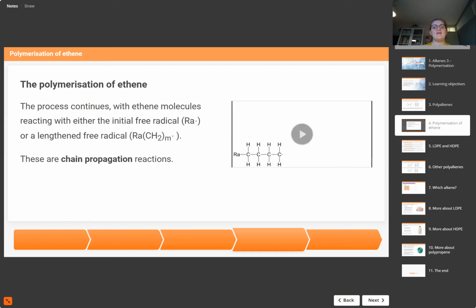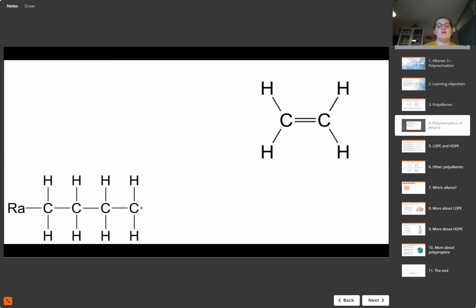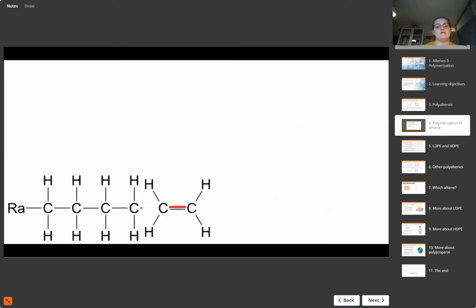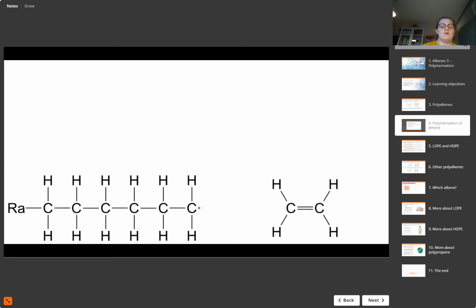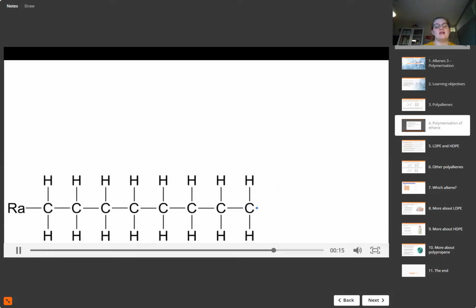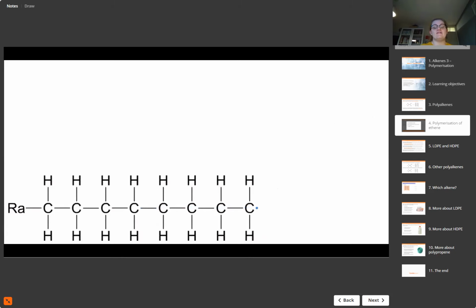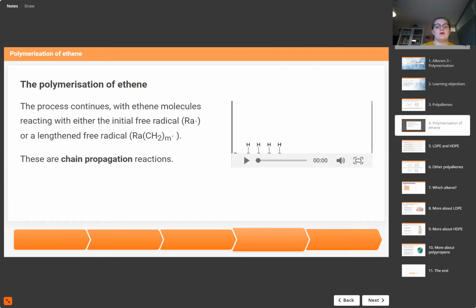Then this just continues, and it continues and it continues with ethene molecules reacting with either the initial free radical or the lengthened free radical. So here we go, new ethene molecule, same thing's going to happen. Pi bond breaks, bond forms, pi bond breaks, bond forms to the carbon of a carbon, acts as a free radical on the end, and that just keeps going. So this stage is propagation. So this is chain propagation reactions.